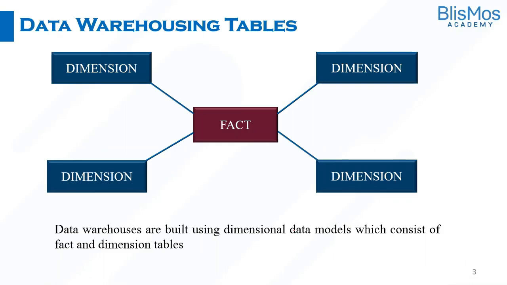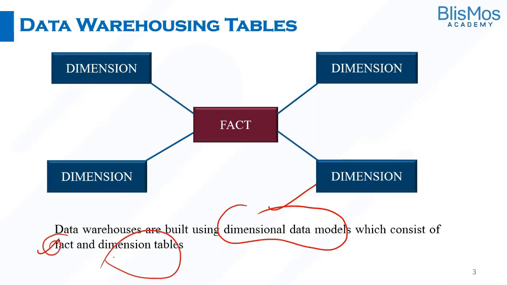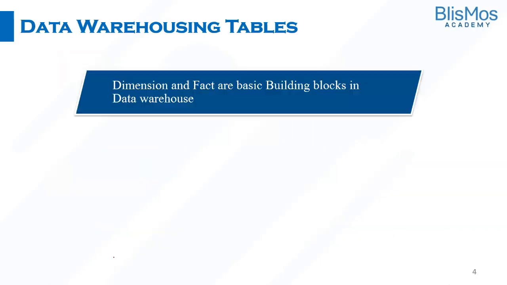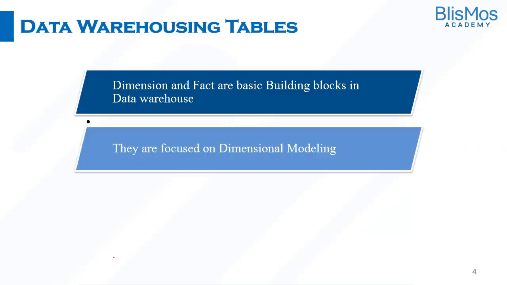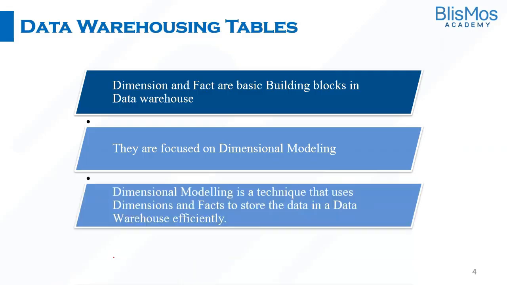Data warehouses are built using dimensional data models which consist of fact and dimension tables. Fact and dimension tables are the basic building blocks in a data warehouse. What do you mean by dimensional modeling? At the end of the day, the data warehouse uses the dimensions and facts to store the data. That is what is called dimensional modeling.